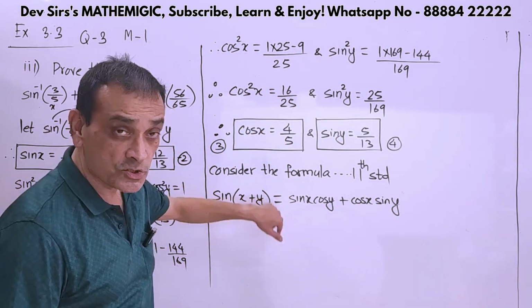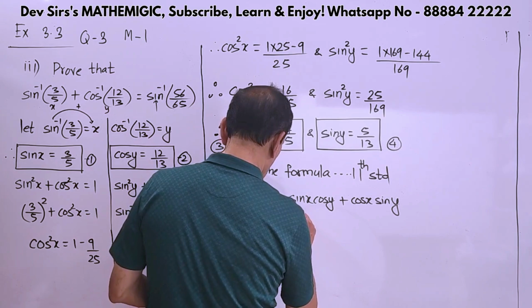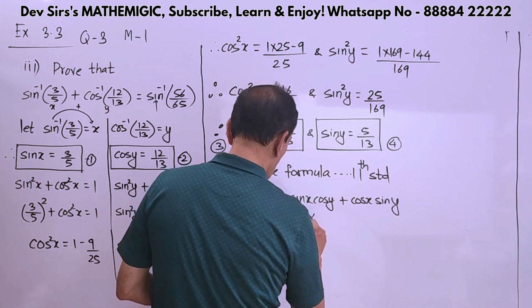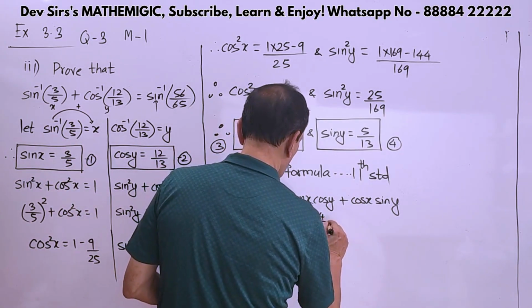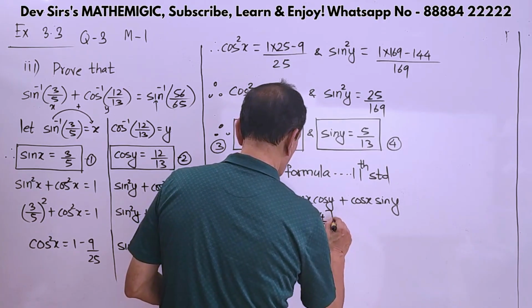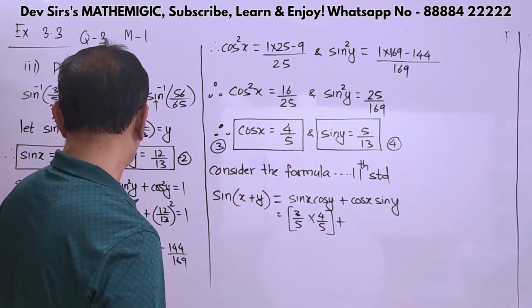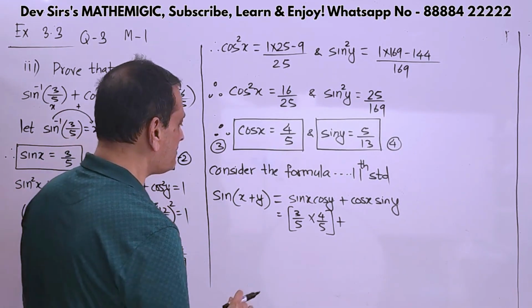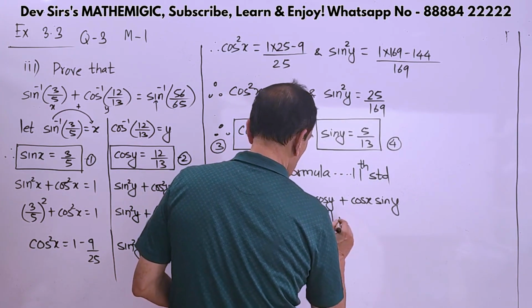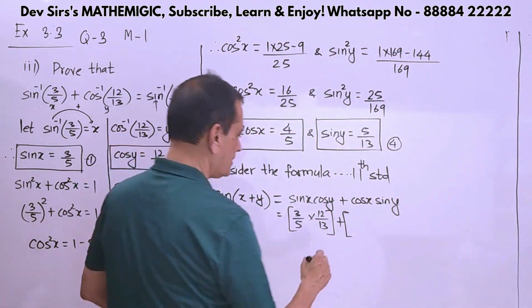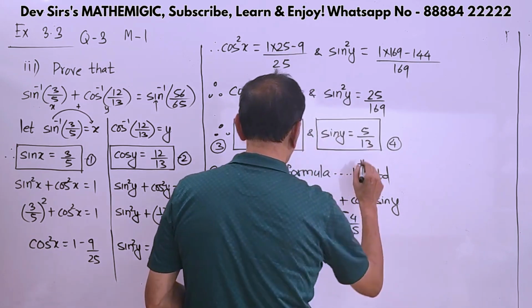Substitute the values. These 4 values that we found out, just substitute the values. Sin x is 3 by 5, cos y, sorry, sin x cos y is 12 by 13. Cos x 4 by 5. Sin y 5 by 13.